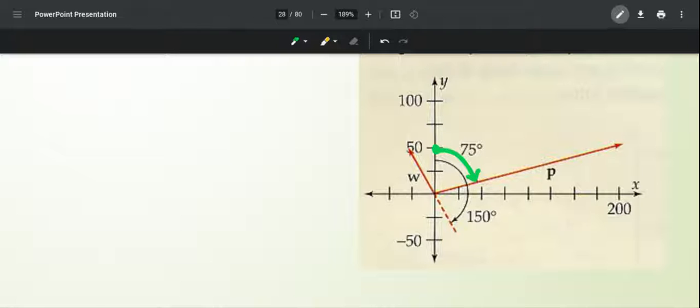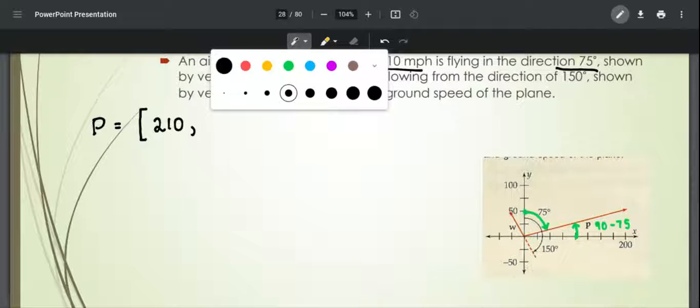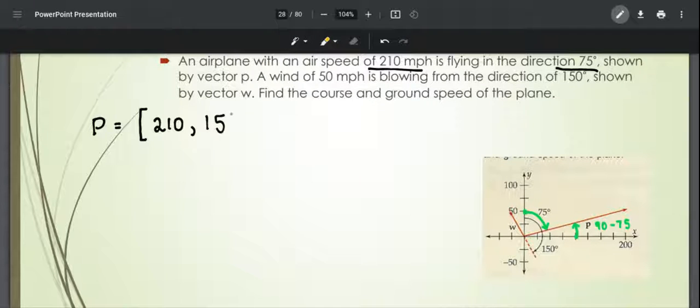So what you have to figure out then is the angle measure you're using is how far would it be from the x-axis, which would be our 0 on our unit circle, up to that vector. So if it's 75 from the north, then this would be 90 minus 75, would be that angle measure. So we're going to use then 15 for the direction of our plane.